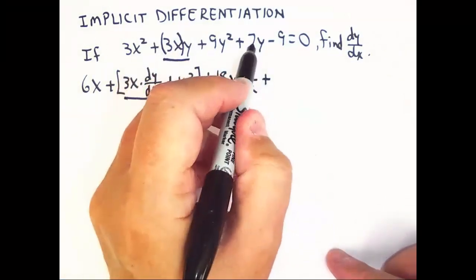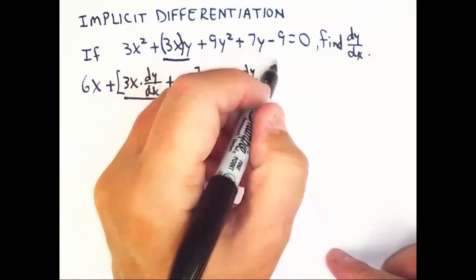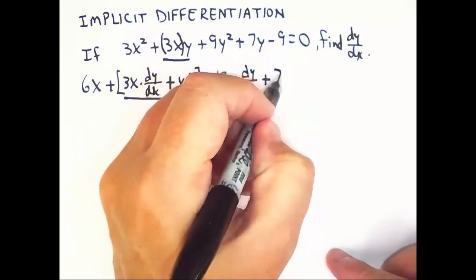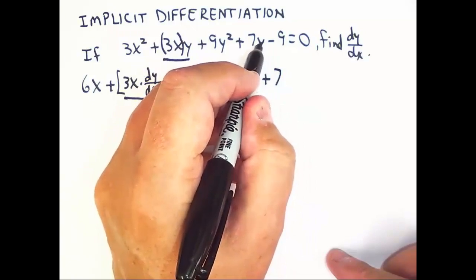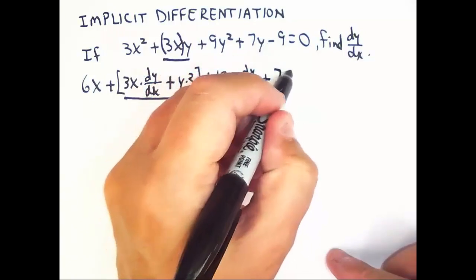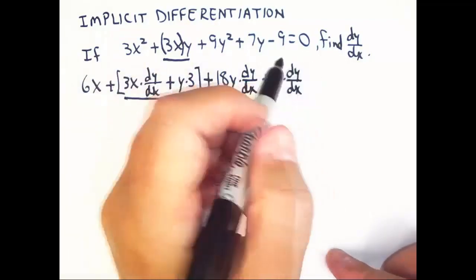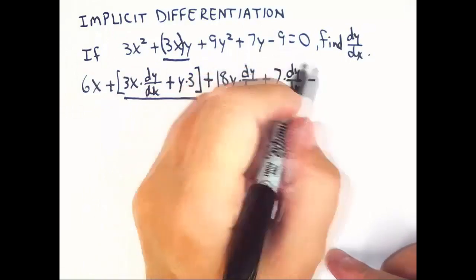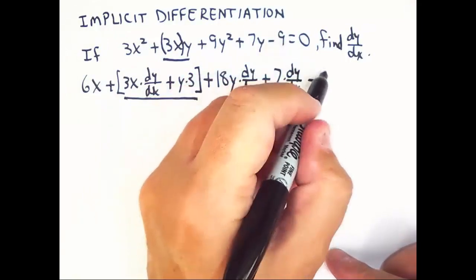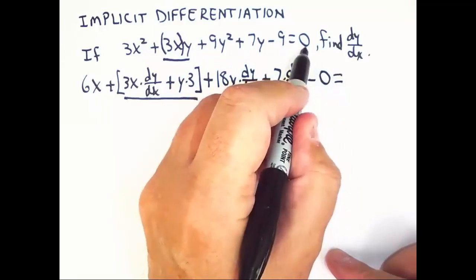Moving along, y is a function of x, so the derivative of 7y is 7, but by the chain rule you have to go back in and take the derivative of the base, which would be the derivative of y, dy over dx. Then you've got the derivative of negative 9, or minus the derivative of 9, however you want to look at it. The derivative of 9 is 0. And then on the other side, the derivative of 0 is 0.